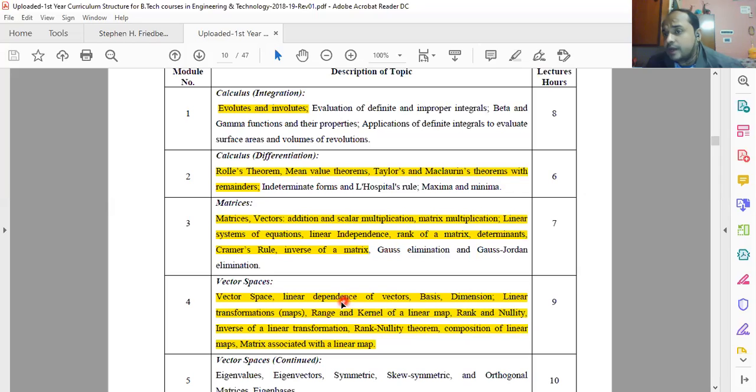I don't understand why they have mentioned only linear dependence, because linear dependence and linear independence are complementary to one another. And in the matrices section, they have written linear independence. So these things are not separate from one another; they are connected. So you don't consider module 3 as a separate module; it is a part of module 3, actually a special case of module 4.